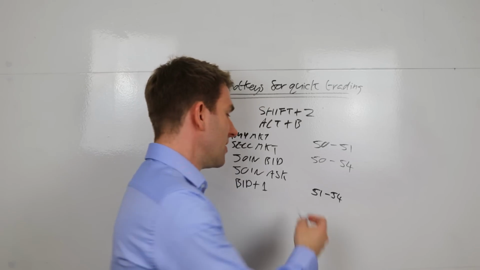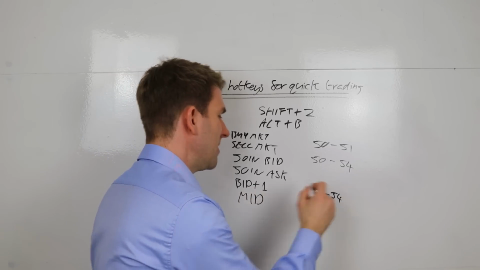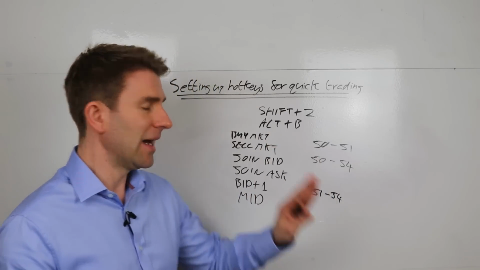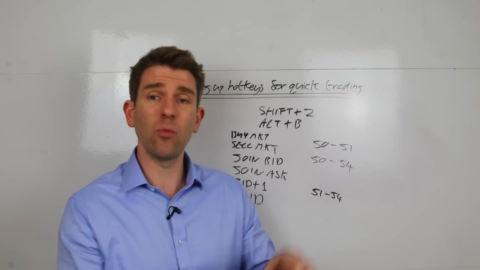And then I could adjust that. And then I had ones as well that put me at the mid. So it would put me in the mid between 54 and 51 if the spread was wide, if I was super aggressive, but I still didn't want to pay 54. Now, why did I do that?